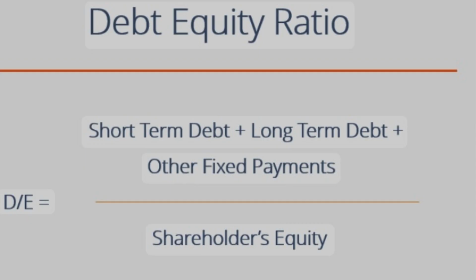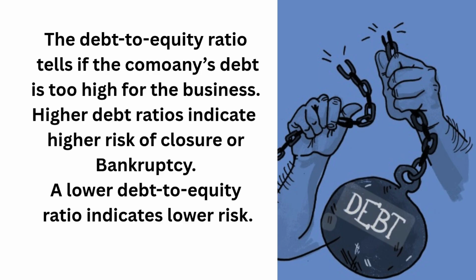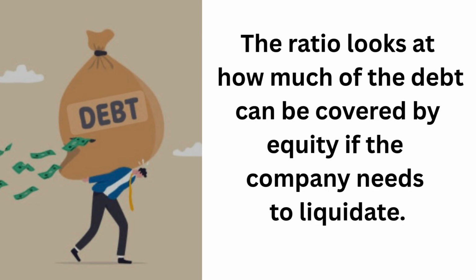Debt-to-equity ratio is calculated by dividing outstanding debt by equity. The debt-to-equity ratio is similar to the debt-to-assets ratio, in that it indicates how a company is funded, in this case, by debt. The higher the ratio, the more debt a company has on its books, meaning the likelihood of default is higher. The ratio looks at how much of the debt can be covered by equity if the company needs to liquidate.